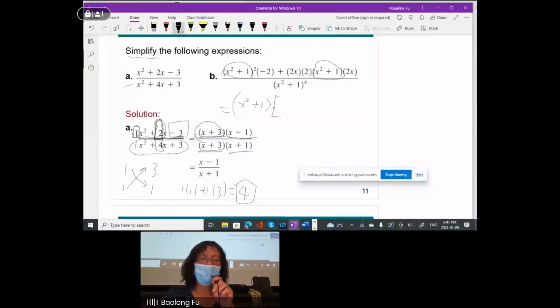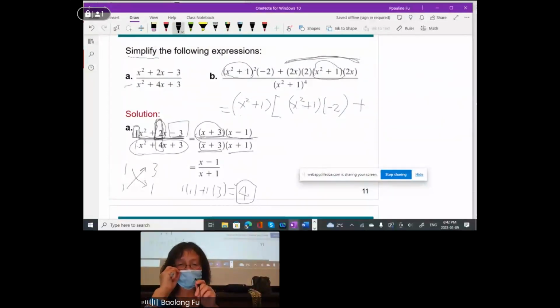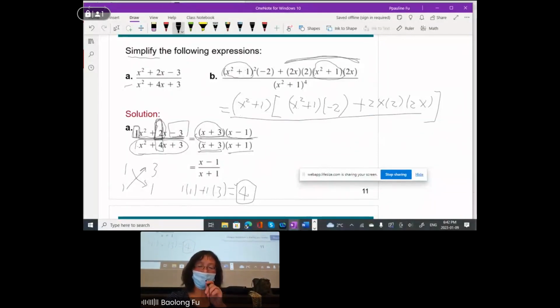Okay, and then I take 1 x squared plus 1 because this is a square here. So I have another one here. And then I have minus 2. This is the first item. Now the second part, after I take x squared plus 1 out, what is left is 2 times 2x. This is what is left. Okay, any questions so far? And I copy down the bottom part.